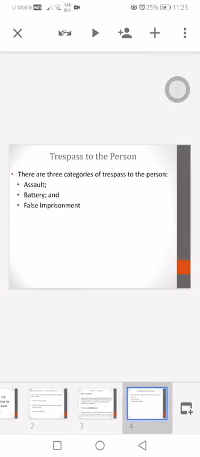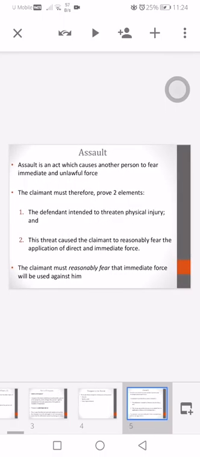Trespass to the person. There are three categories of trespass to the person. First, assault. Second, battery. And the third, false imprisonment. Assault is the act which causes another person to fear immediate and unlawful force. The claimant must therefore prove two elements: the defendant intended the threatened physical injury, and this threat causes the claimant to reasonably fear the application of direct or immediate force. The claimant must reasonably fear that immediate force will be used against him.